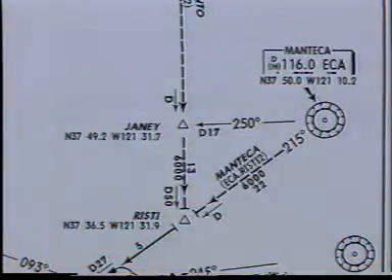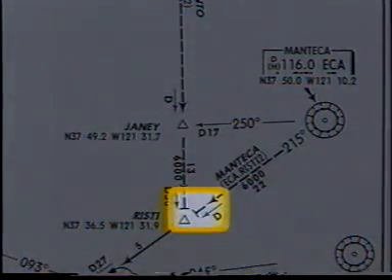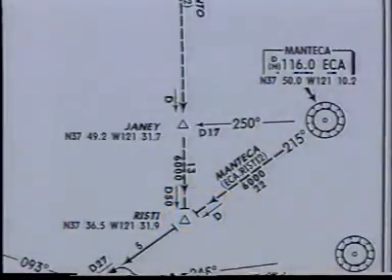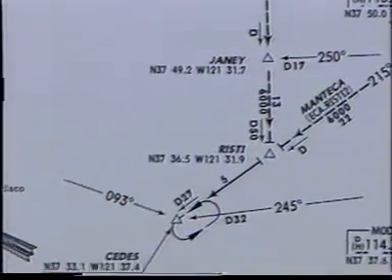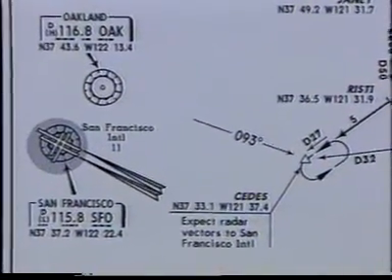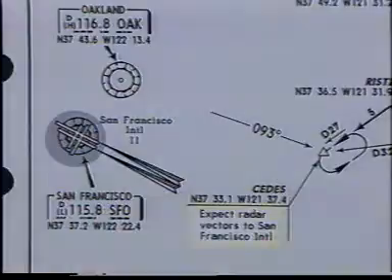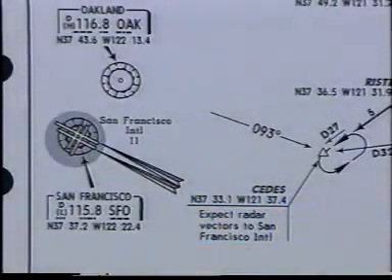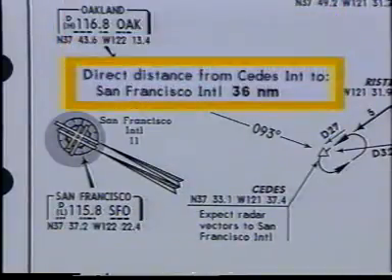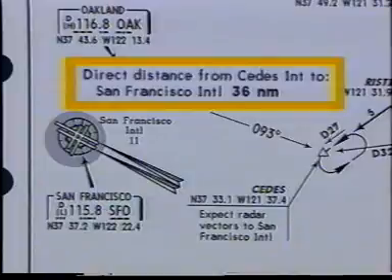This transition ends at the 22 DME fix from Manteca, which is the RISTI intersection. From there, the arrival route continues along the same radial. Once you reach SEEDS intersection, the remainder of the arrival is accomplished with radar vectors to the airport. Since radar vectors cause the distance from SEEDS to the airport to vary, an exact mileage figure is not available. For planning purposes, however, the direct distance to the airport is shown.